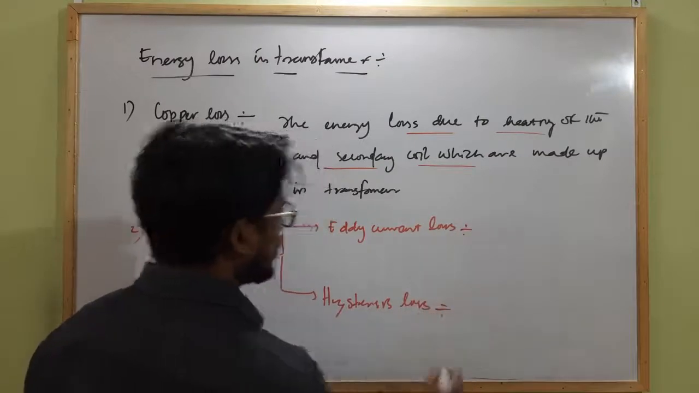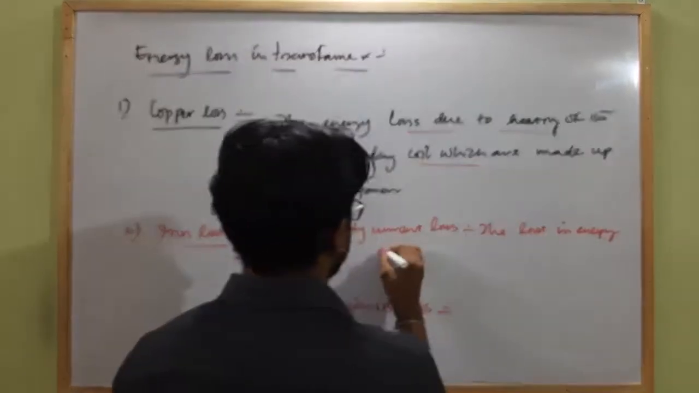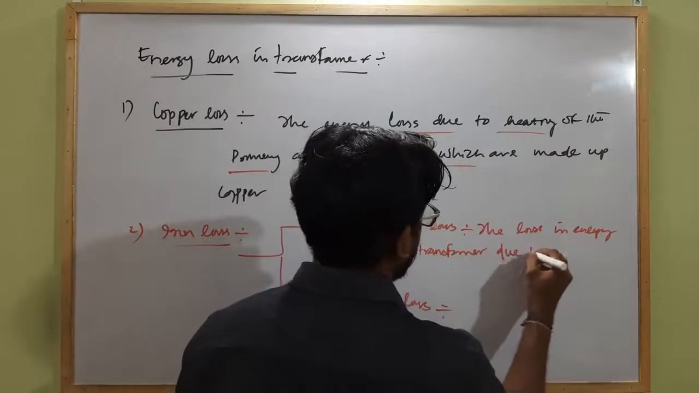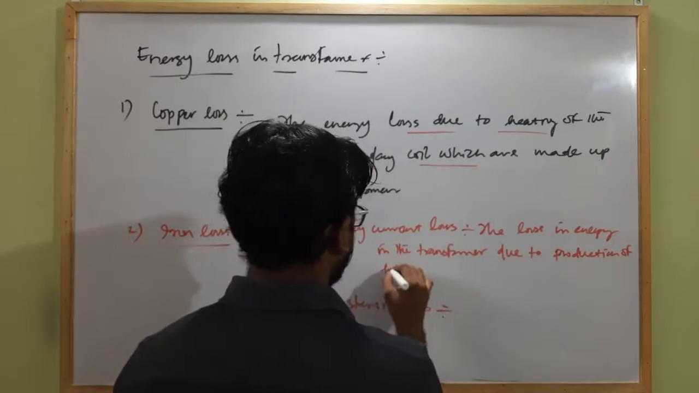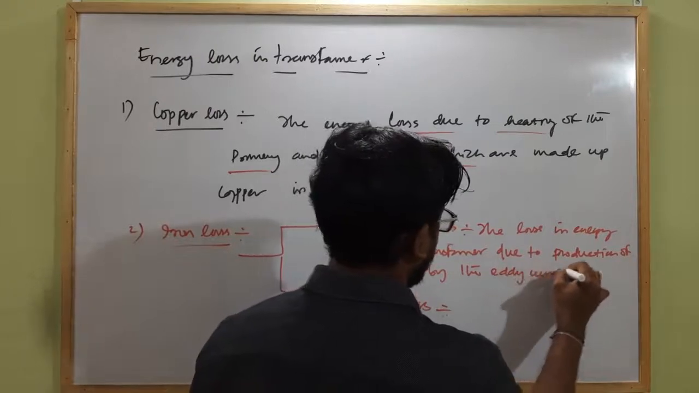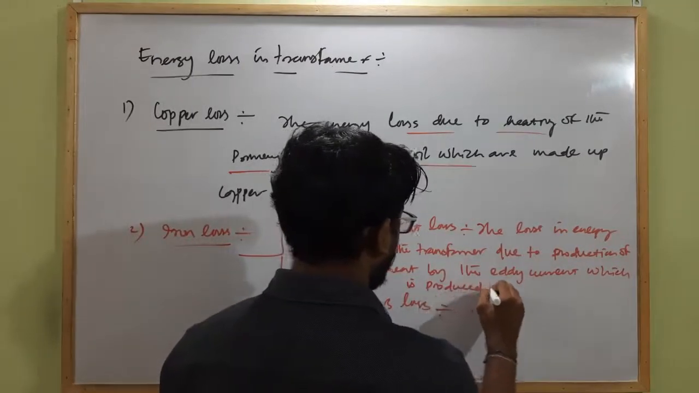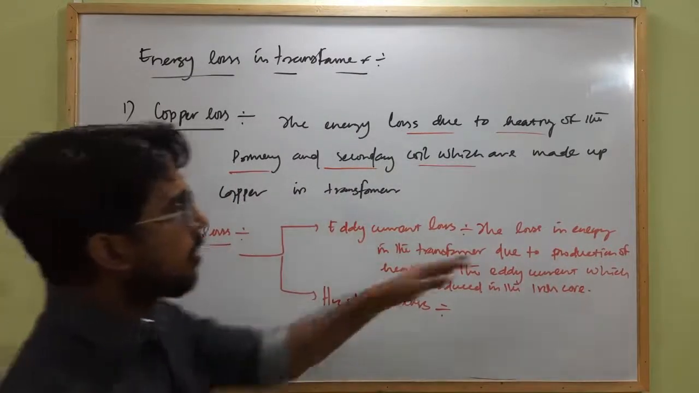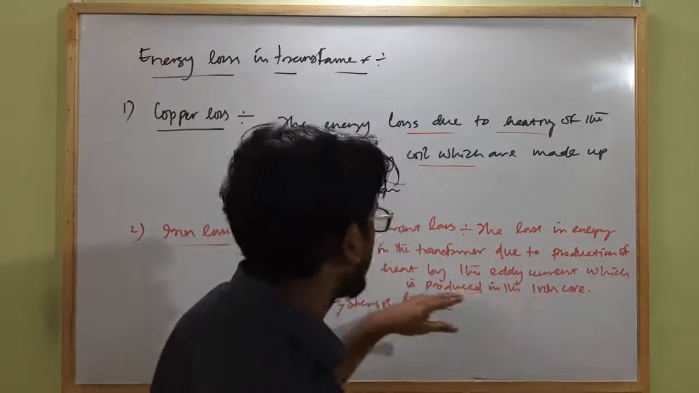So what is eddy current loss? The loss in energy in the transformer due to production of heat by the eddy current which is produced in the iron core. Clear? So eddy current loss is the loss in energy in the transformer due to production of heat by the eddy current which is produced in the iron core.